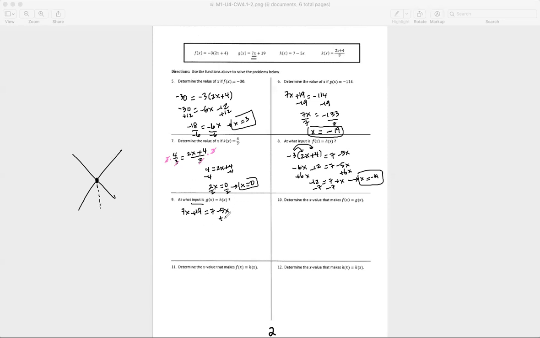So here, you're adding 5x to both sides. You're getting 12x plus 19 is equal to 7. And then by subtracting 19 from each side, you get 12x is equal to negative 12. And therefore, by dividing both sides by 12, you get x equals negative 1.